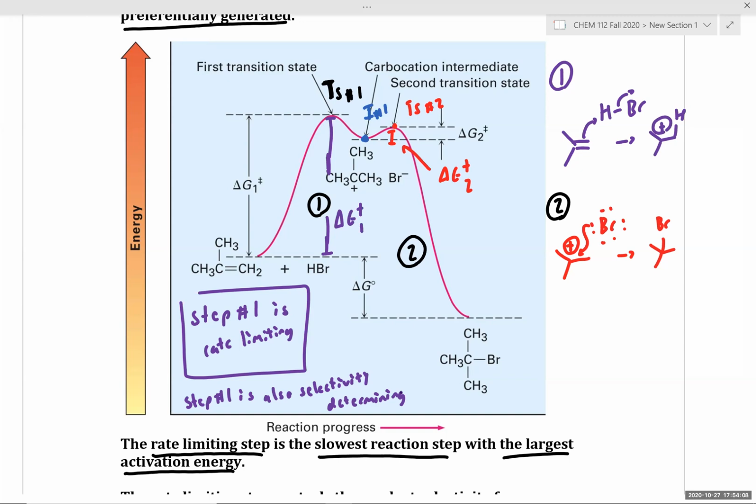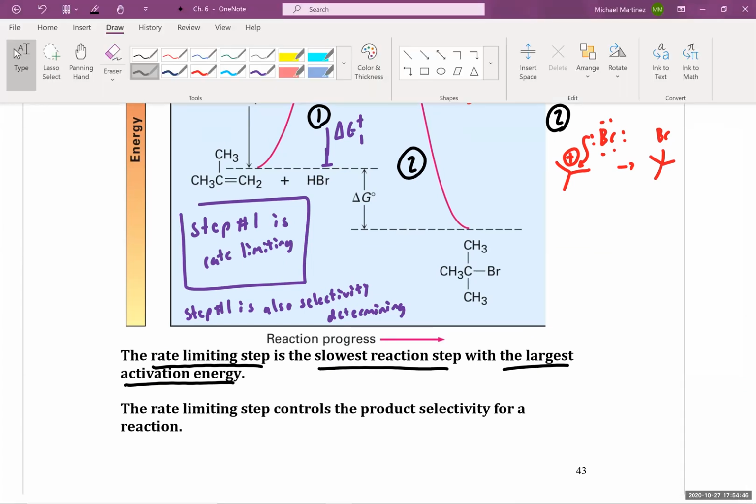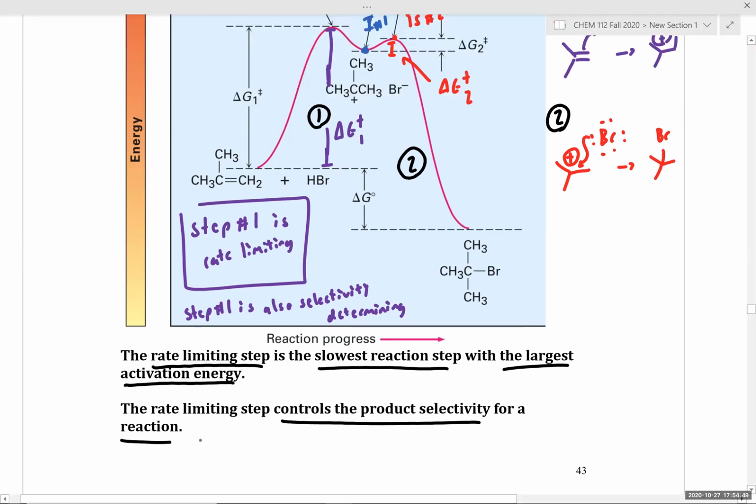Now, this is important to keep in mind because this can help us explain the preferences for these different reactions and explain why some products are generated preferentially over others. Does that idea make sense? Does this idea of looking at multi-step reactions and identifying the rate limiting step make sense to everyone? Okay. And the rate limiting step, as we've talked about, controls the product selectivity for a reaction.